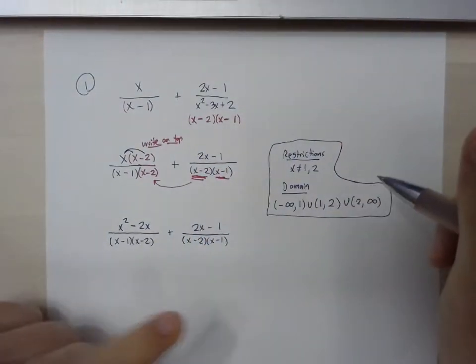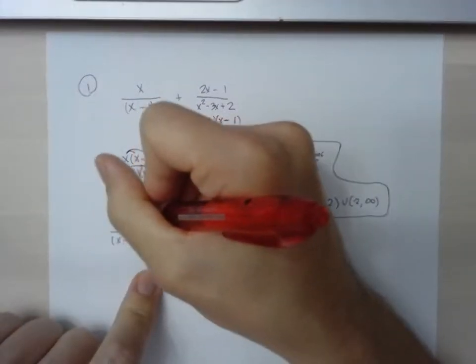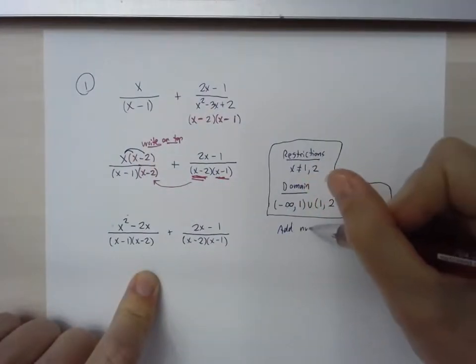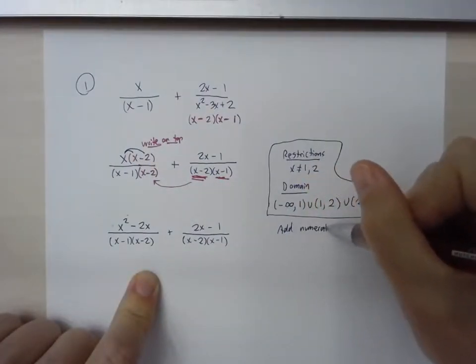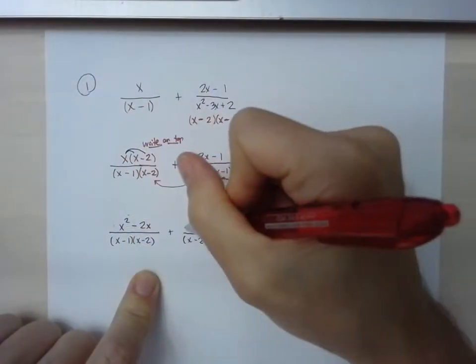And like any fraction, if you have the same denominator, we're basically going to add the numerators and put it over the denominator. So my numerators are going to be x squared minus 2x plus 2x minus 1.